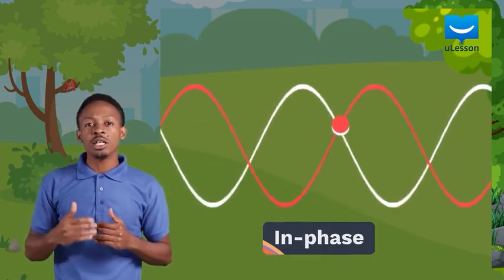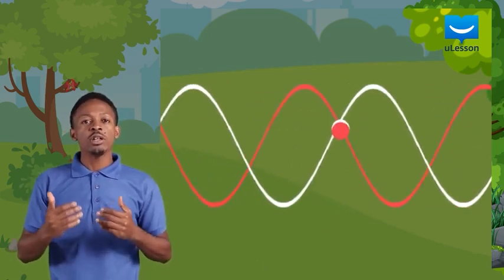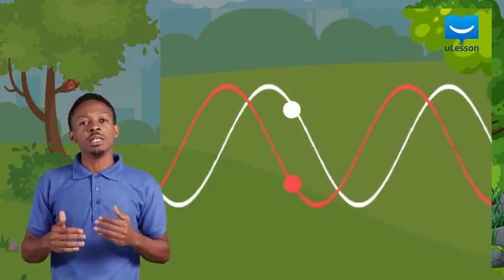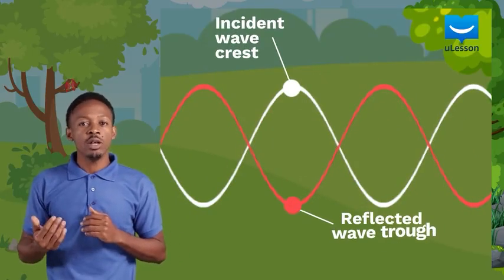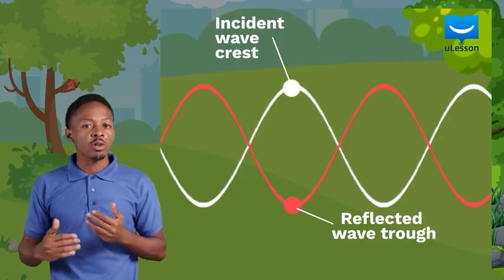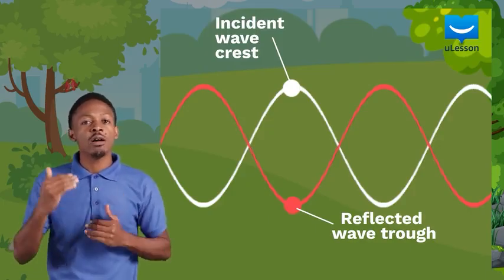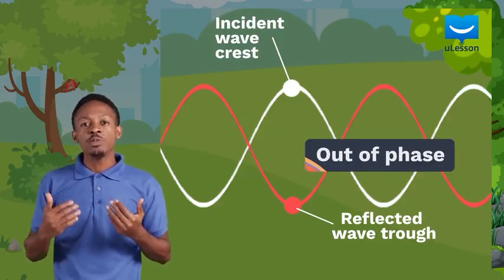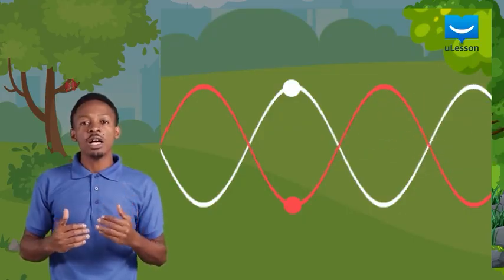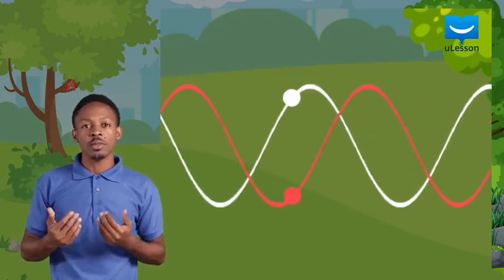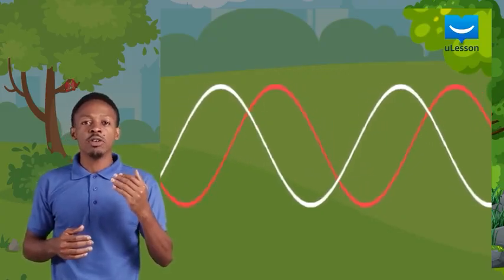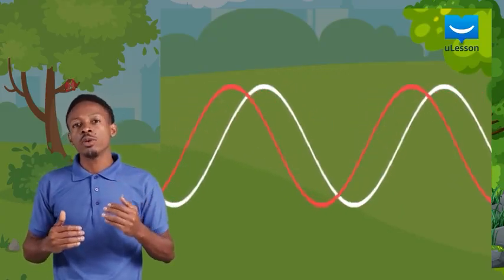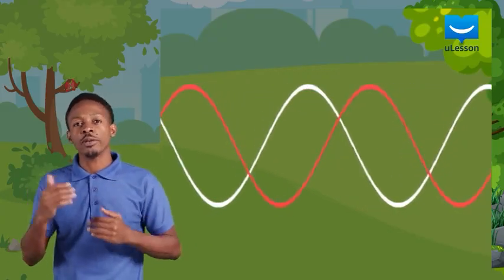But what if the incident wave and the reflected wave travel in such a way that as the incident wave is at its highest point, that is the crest, the reflected wave is at its lowest point, that is the trough? This implies that they are out of phase. This is because both waves rise and fall at different times. As you can see, when the incident wave is rising, the reflected wave is falling. And when the reflected wave is rising, the incident wave is falling.